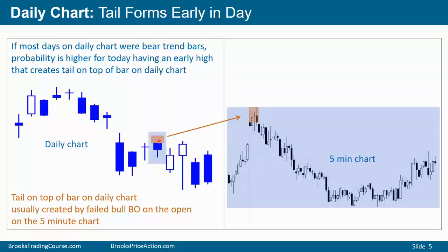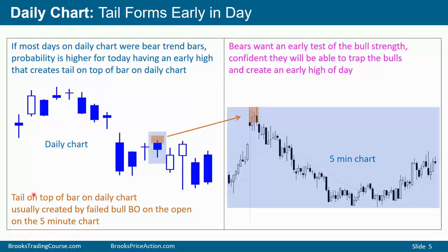This tail on the top of this bear bar was caused by this rally. Here's the open of the bear bar. There's the high of the day. The high formed early, and this brown box represents this tail on the top of that bear bar. The bears want an early rally because they want to see if they can overwhelm the bulls and make them give up. And if they can, they'll bet that we'll have a swing down that could last 2 or 3 hours, maybe all day.